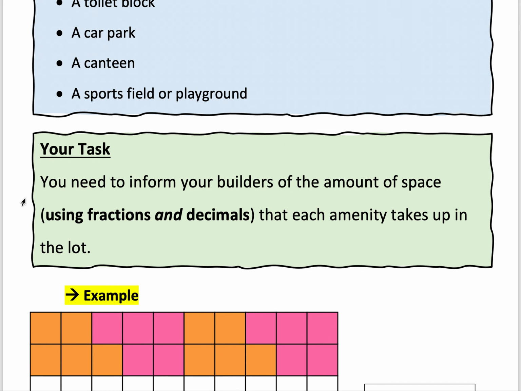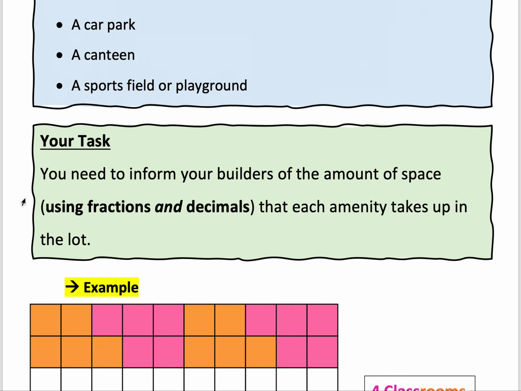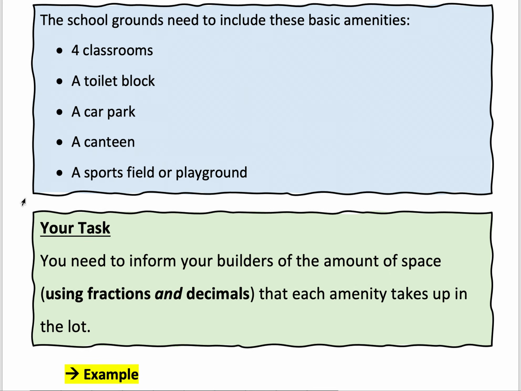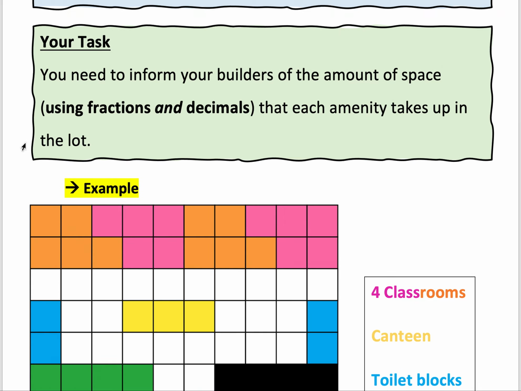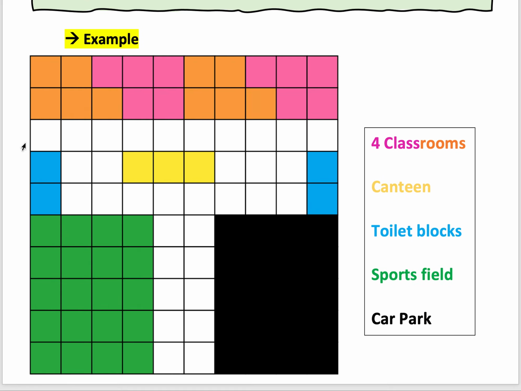And here is your task. You need to inform your builders of the amount of space, using fractions and decimals, that each amenity takes up in the lot. So you need to use fractions and decimals to tell your builders the amount of space that each one of these dot points takes up. And I've done an example here.